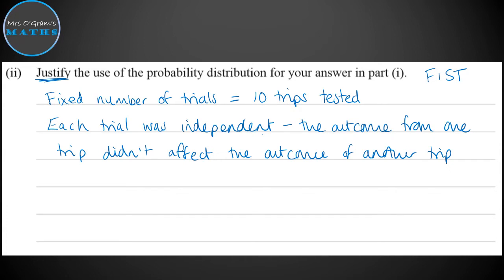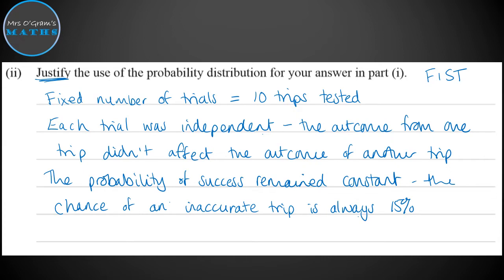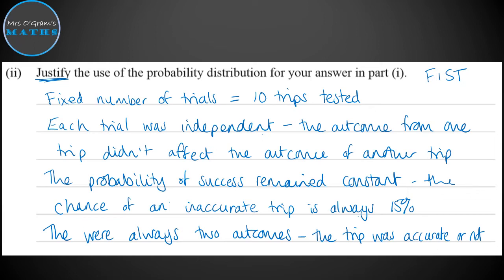I is for independent, which means that each trial was independent of each other. The outcome from one trip didn't affect the outcome of another trip. S is to remember that the probability of success remains constant. So in this case, that meant that the chance of an inaccurate trip always stayed at 15%. And there were always 2 outcomes. The trip was accurate or it was not.